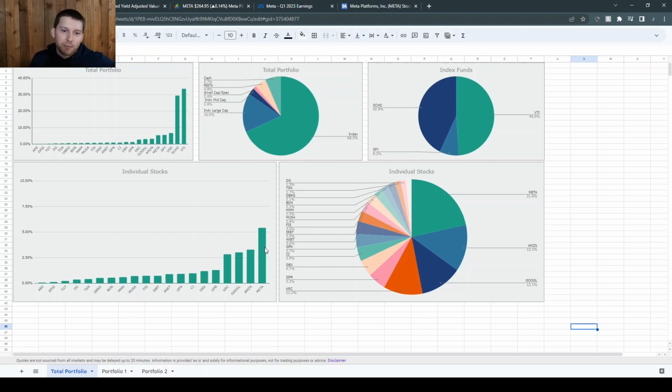And for now, Meta is a 5.41% allocation in my overall portfolio. It's still the biggest stock in my individual portfolio at 21.6%. I think when all was said and done, I took about half of the position off. And usually what I was doing was, as it was going up, I was selling higher cost basis shares to limit tax liability on any gains that were taken. So yeah, I don't know.